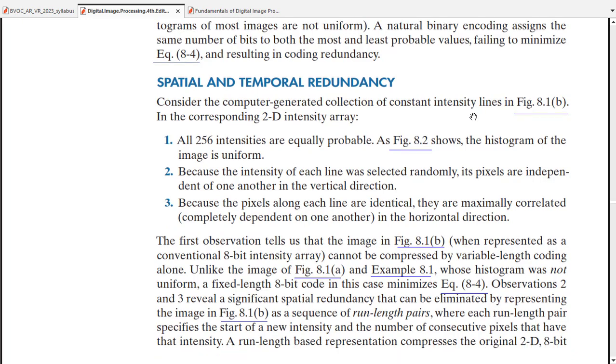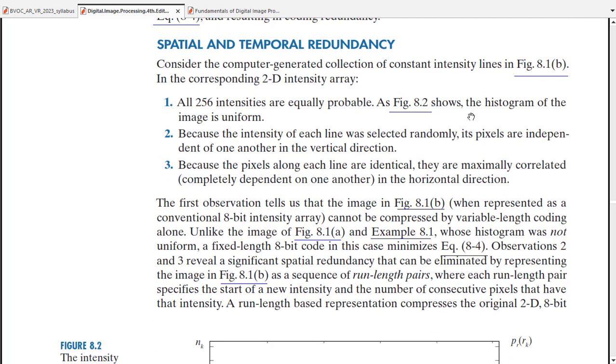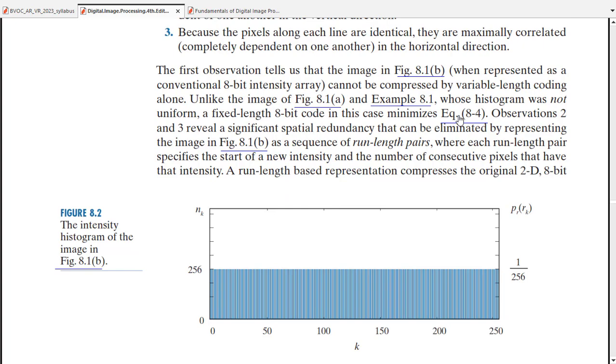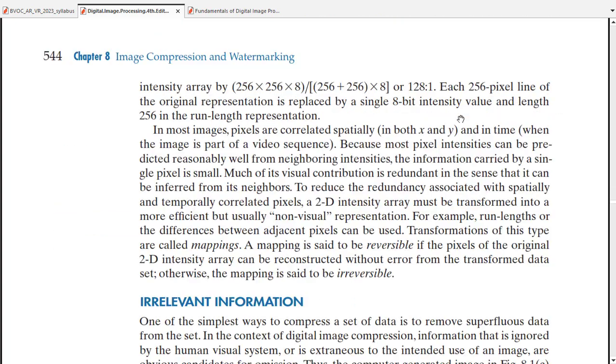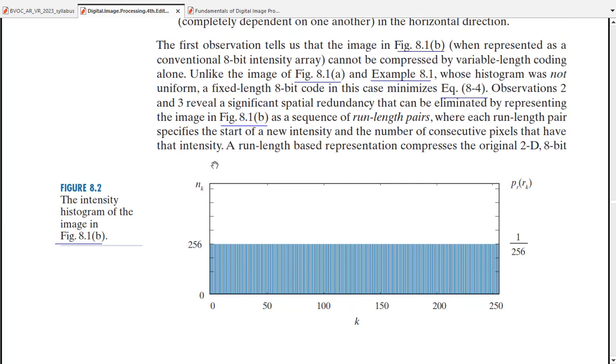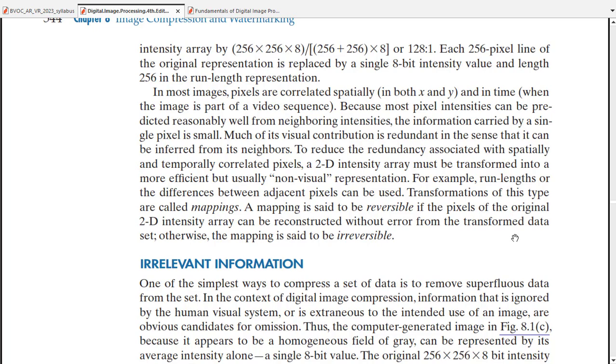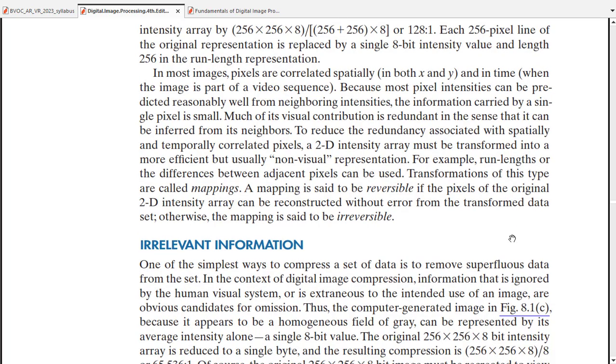array. So in this information, the intensity histogram is uniform, because the intensity of each line was selected randomly. Its pixels are independent, because the pixels are arranged in the horizontal direction. The intensity histogram of the image is uniformly equal length of this information, run length pair. So this is the temporal information.